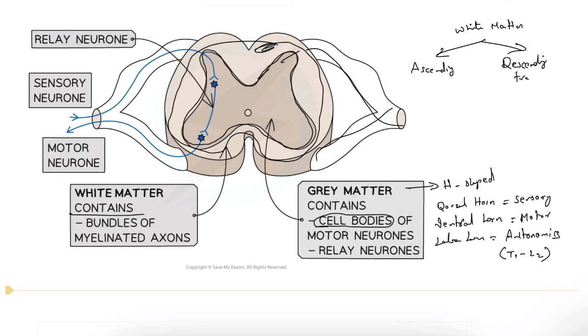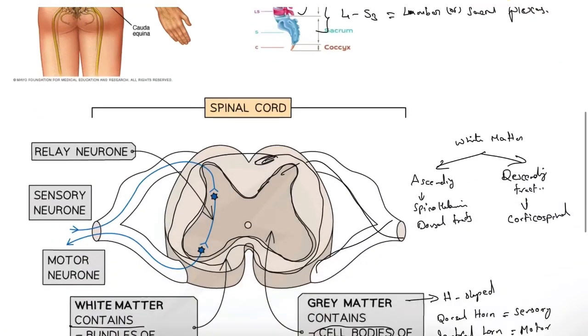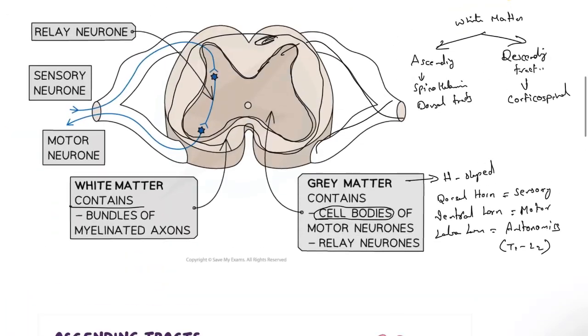In the ascending tracts we can see the spinothalamic tracts and dorsal column tracts, and in the descending tracts, very important, the corticospinal tract. If any injury happens in these tracts, movement and functions will collapse. So that's why we are learning these things. Now we don't have space here.